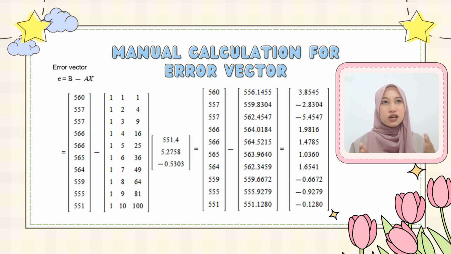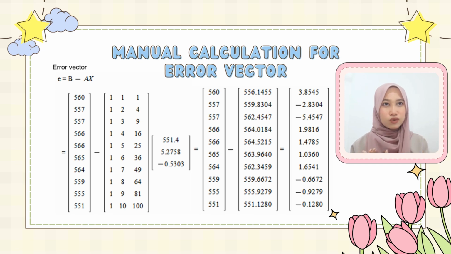Hi, my name is Aina, and now let's look at the manual calculation for the error vectors. This is our crucial step in validating how well our quadratic model fits the actual unemployment data. As shown in this slide, we use E equals B minus AX, where B represents the actual unemployment figures, and A is the matrix that includes time values and their squares to match our quadratic model. And X is the vector of coefficients from our best fit equation.